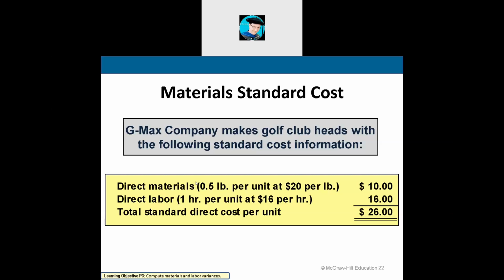Okay, so here's some cost information that we got. We got direct materials. This must be aluminum, I would think. Half a pound of aluminum at $20 a pound. That's $10 for the direct materials to make a golf club. Direct labor takes an hour to make one, $16 an hour. Direct labor, $16. So my total standard cost per unit is $26. Direct materials of 10, direct labor of 16, 26.